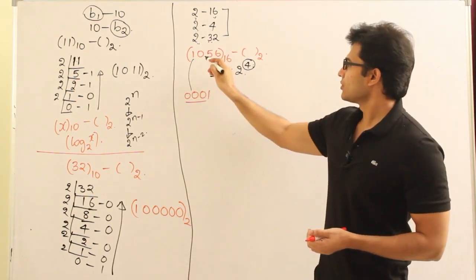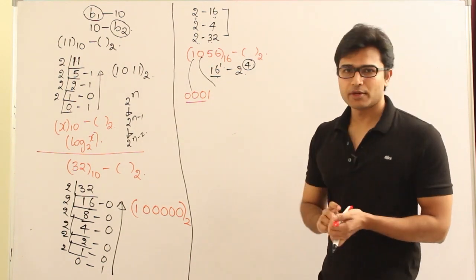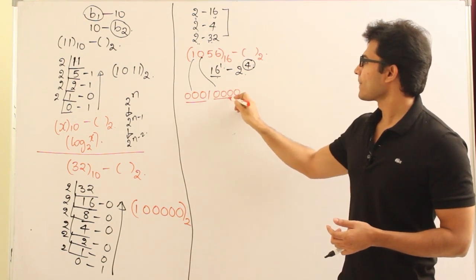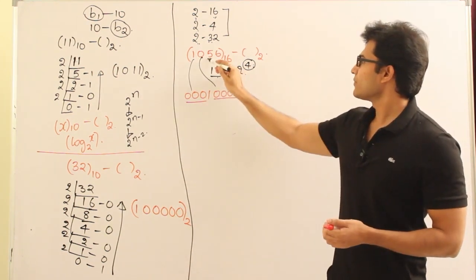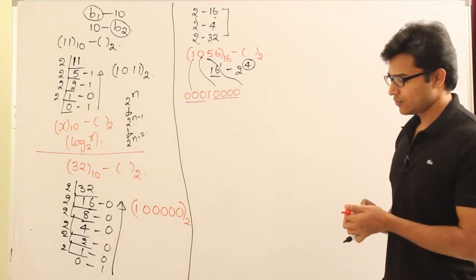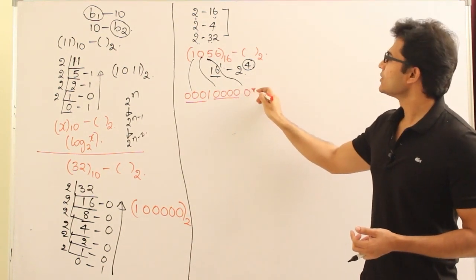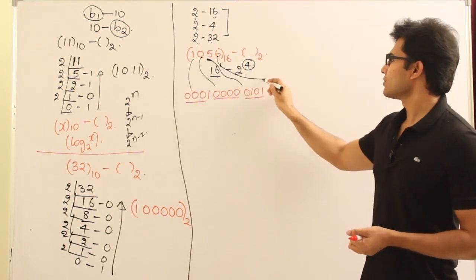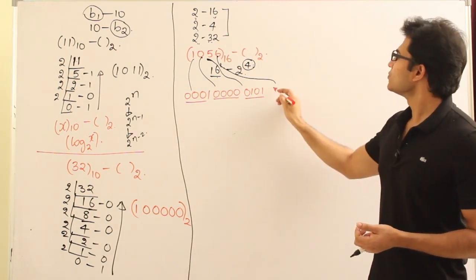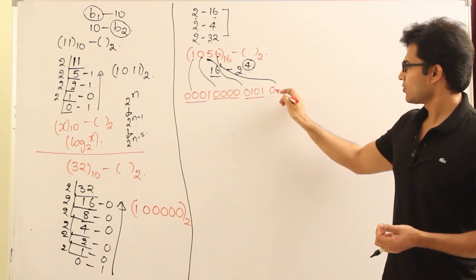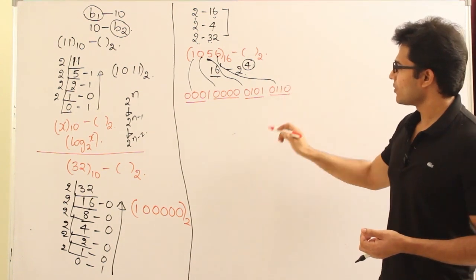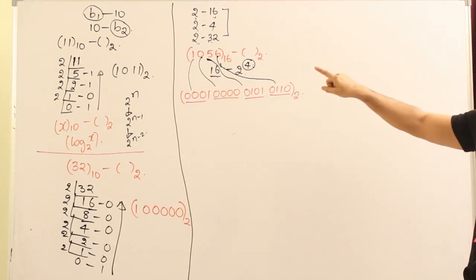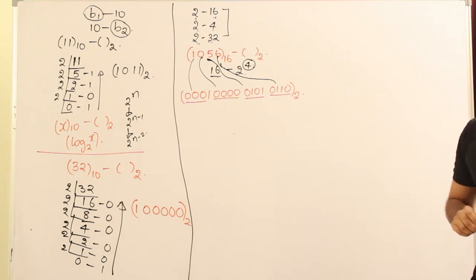And next one is 0. Represent 0 in base 2 in 4-bit representation: 0, 0, 0, 0. Next one is 5. Represent 5 in 4-bit representation: 0, 1, 0, 1. And the next one is 6: 0, 1, 1, 0. Therefore, this is the given number in base 2. So this is how you converted a base 16 number into base 2.